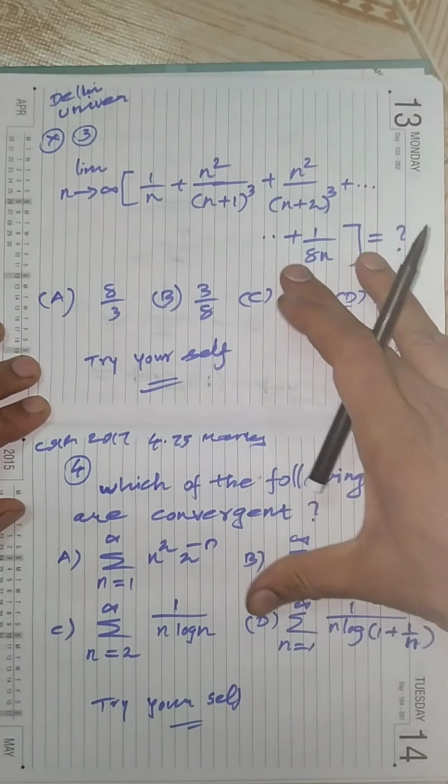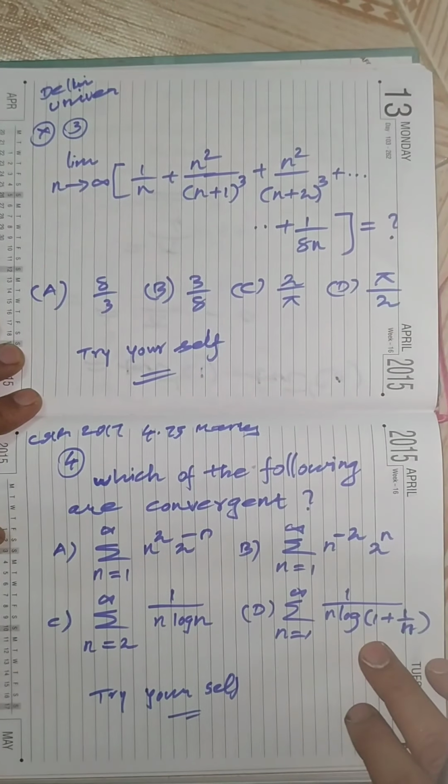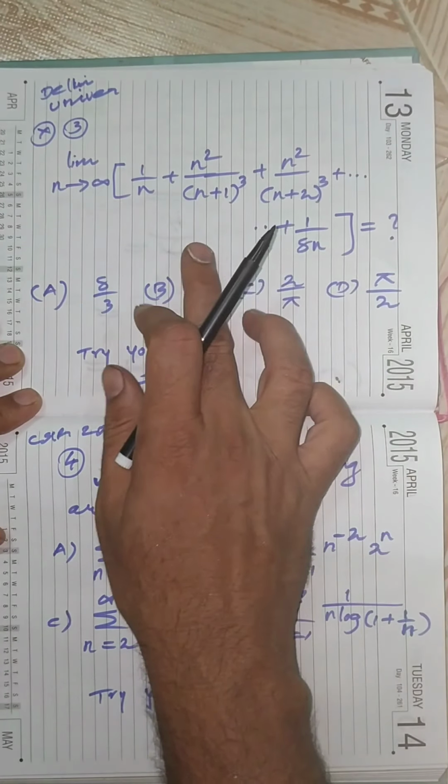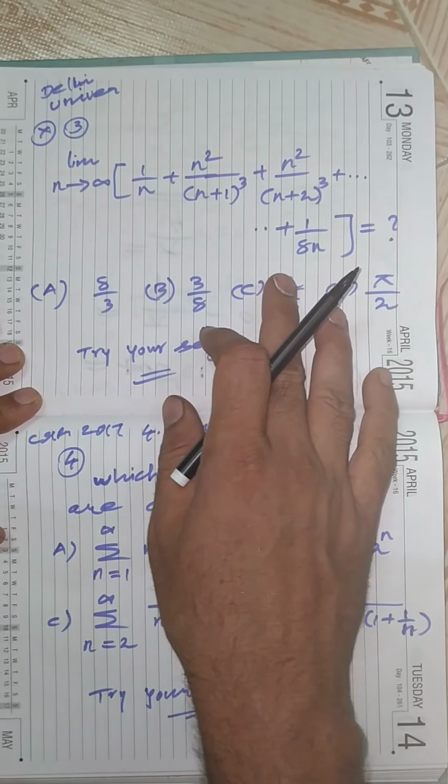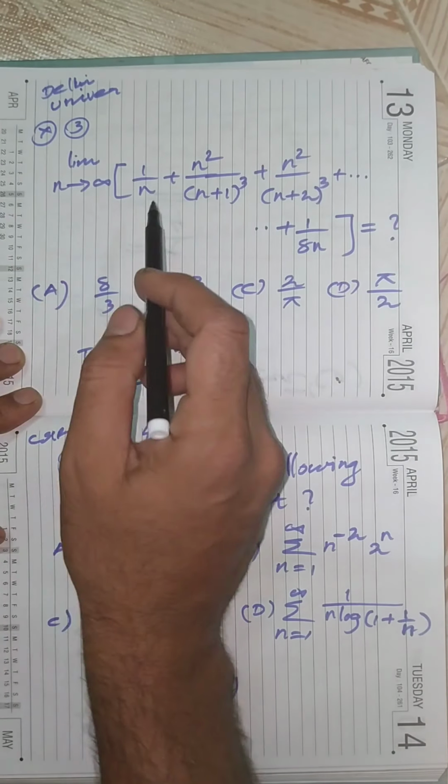I give the 2 problems. So try these 2 problems. So very easiest one. This is summation of series. Like the last 2 problems we solved, this is solved the same way. Very easiest one. Limit n tends to infinity.